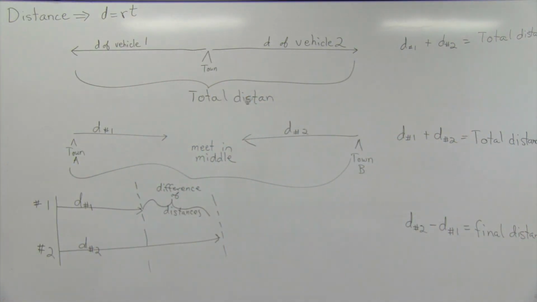Now, we're going to do each one from each of these types, and I'm going to ask you to identify, is it going from one town away from each other? So is it a sum? Are they going towards each other? So that one's a sum. Or are they taking off from the same place but going one farther than the first? So you're looking at the distance between the 2. Okay?